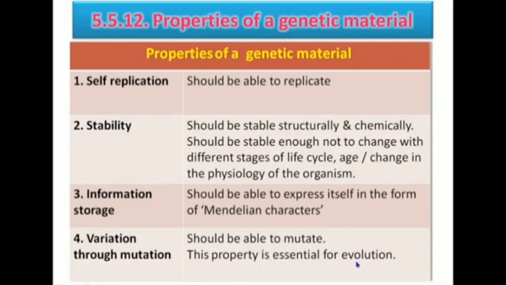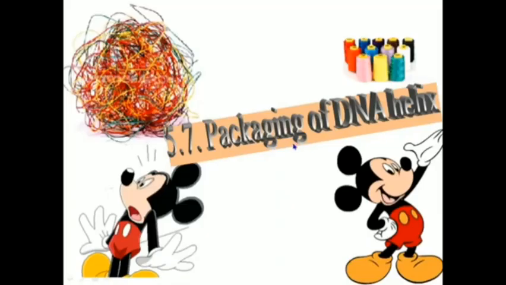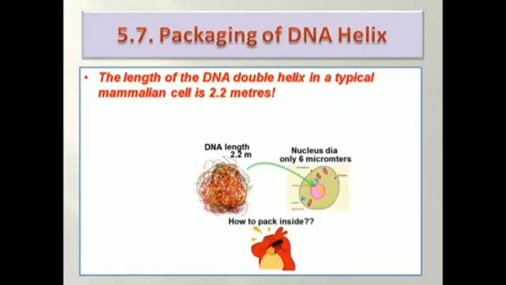These are the properties of genetic material. So DNA has all these properties, so it is the genetic material. Next, we move to packaging of DNA helix. The length of the DNA double helix in a typical mammalian cell is 2.2 meters.